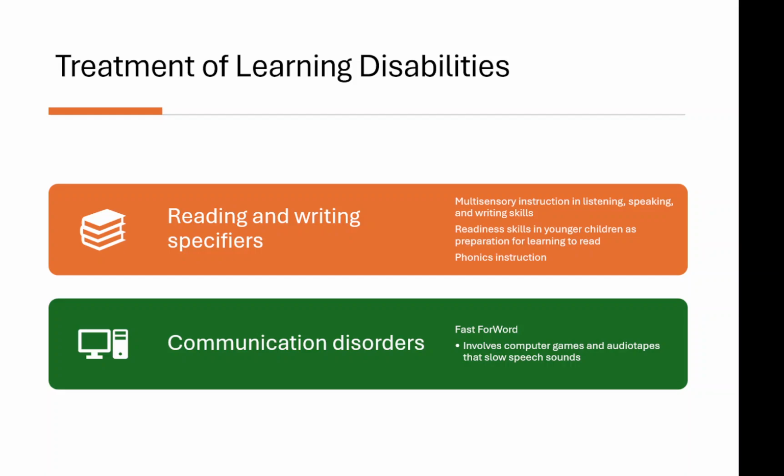To treat learning disabilities, especially reading and writing specifiers, multisensory instruction is often effective. This may include activities like writing letters in shaving cream or creating tactile shapes, engaging various different parts of the brain. For children preparing for kindergarten, readiness skills are emphasized, and instruction plays a very critical role in addressing reading and writing challenges. Providing additional practice, extra time, and tailored exercises can help the brain compensate for deficits.